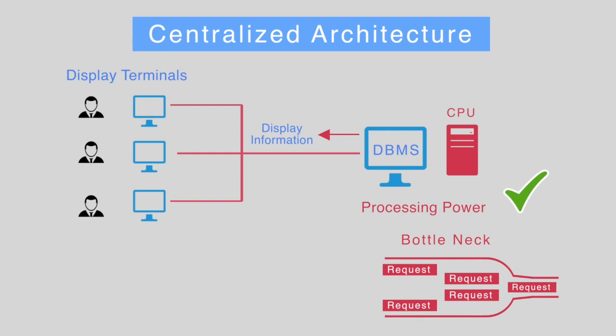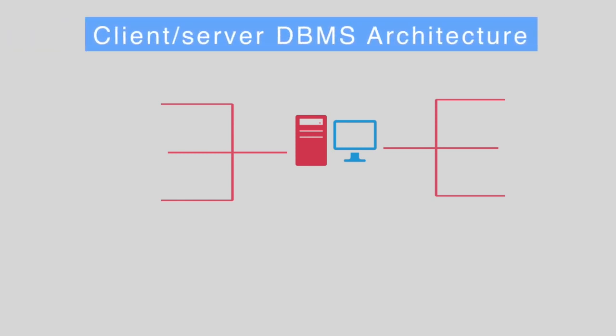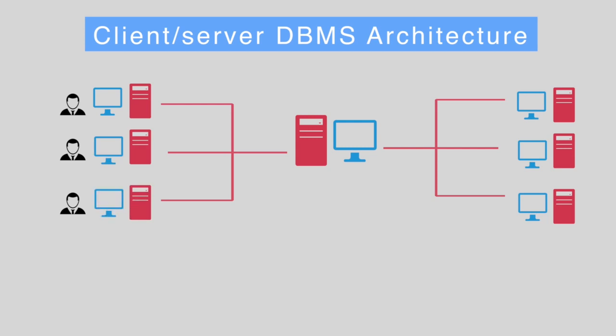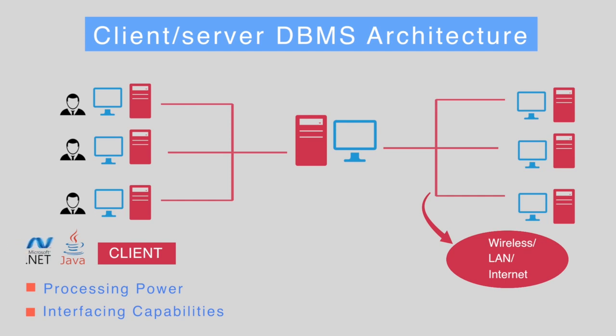Gradually, database systems started evolving by sharing some of the processing to the user side, which led to the client-server DBMS architecture. It was developed to deal with environments where a large number of PCs and workstations are connected via a network, and the network can be wireless, LAN, internet, etc. Client. It is a user machine that has local processing power and also interfacing capabilities with the database server. Client applications like Java and .NET will run on these machines.